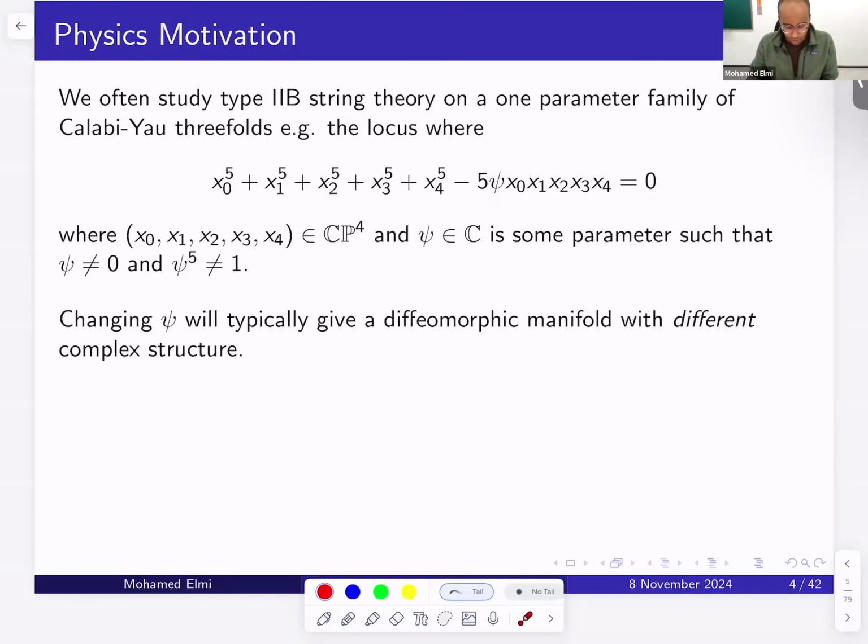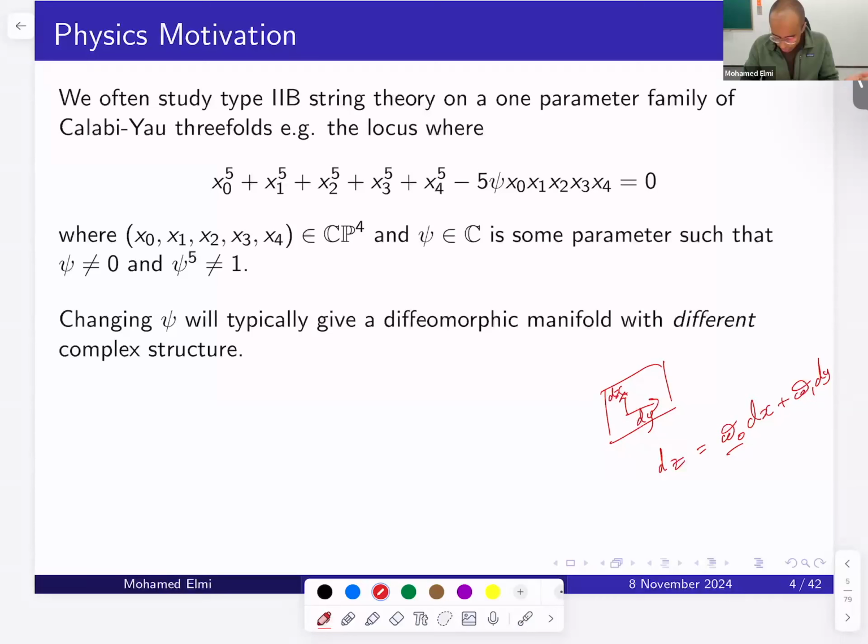All you're changing is the complex structure, which means if you take some differential, you might have some kind of surface, you take some dx, dy, and you have some notion of a holomorphic direction, and you have to take some particular linear combination of these dx's and the dy's. And it's important that these things are complex numbers. And so that's really what's changing.